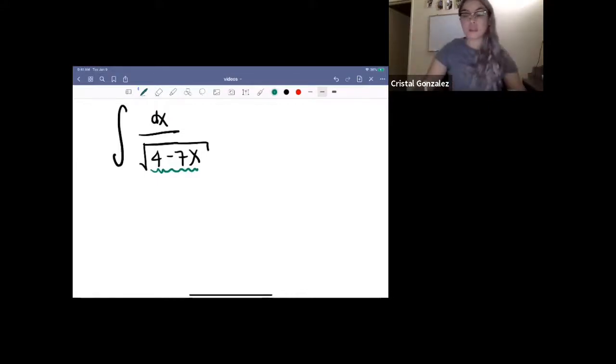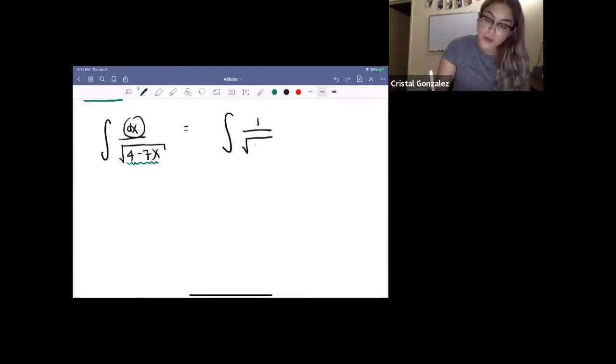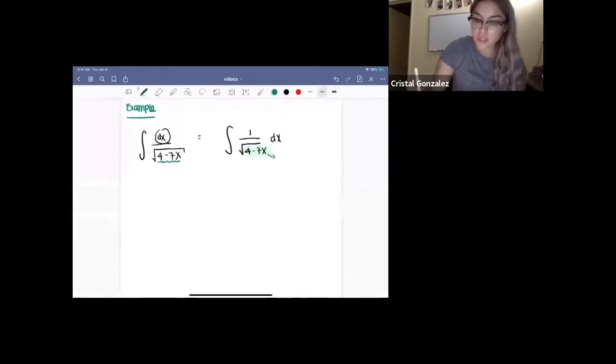Now, I wrote it this way, but we don't actually have to write it this way. I just wanted you to see that we can also write the dx on top. This is the same thing as writing the integral of 1 over the square root of 4 minus 7x dx. Okay, so as mentioned a half second ago, I'm going to let this inside piece be our u. So as always, u is equal to 4 minus 7x.